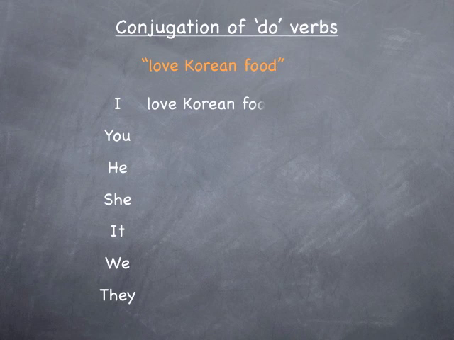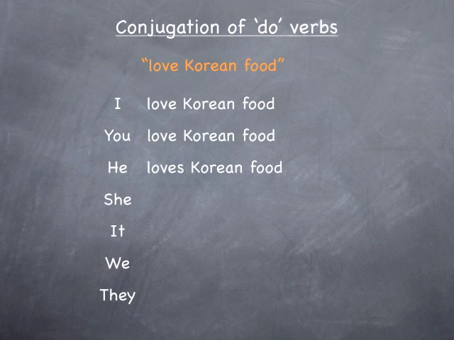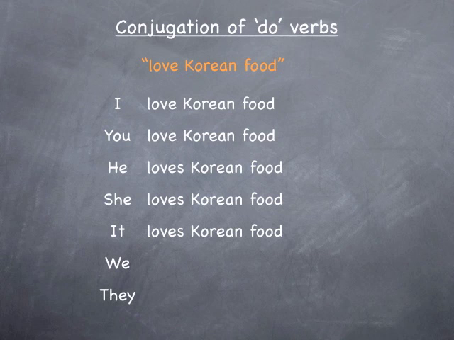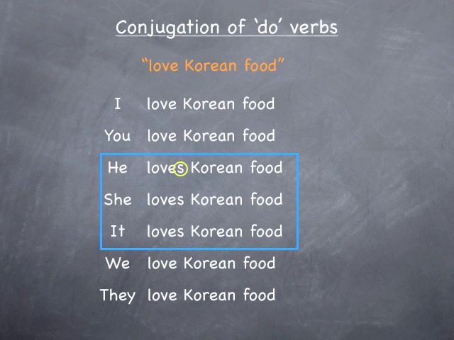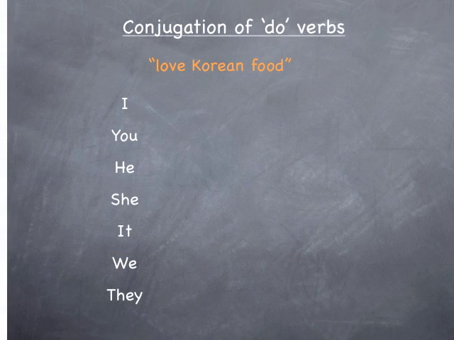Let's look at another example using the sentence, I love Korean food. I love Korean food. You love Korean food. He loves Korean food. She loves Korean food. It loves Korean food. We love Korean food. They love Korean food. Again, we see that the S has come onto the verb to love.